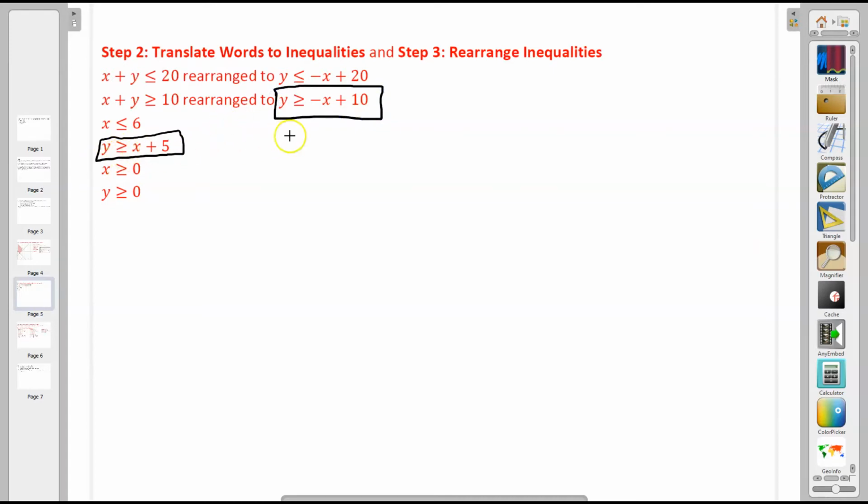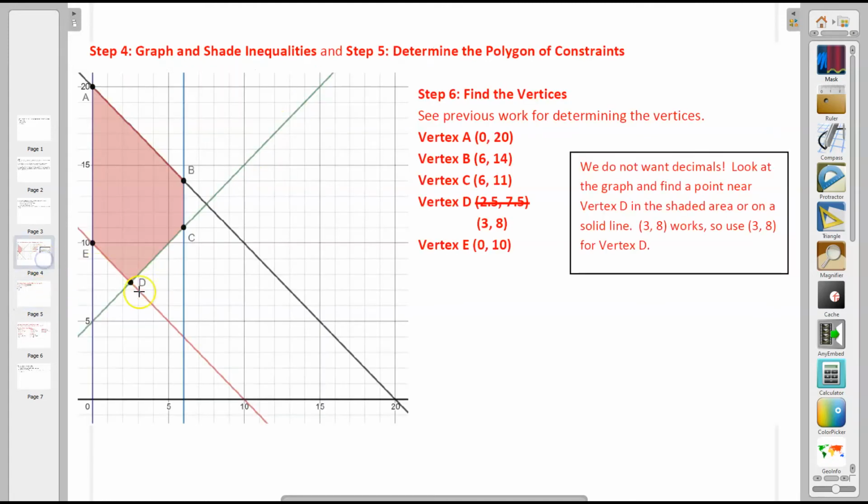Because both of those equations have an equal sign as part of their inequality statement, we know that the lines in the graph are solid lines, and that means that any point that is on that line is part of the solution. So in this case, we want to move to a point that is as close as possible to this point, but is a whole number without any decimal. So if we look at this, we can move up to this point here, and we can see that point 3, 8 is on the green line and still included within the pink space. So that gives us a valid solution that's as close as possible to vertex D. So we could use that now as our solution, which is what's shown here.